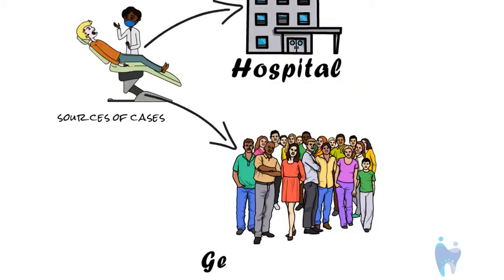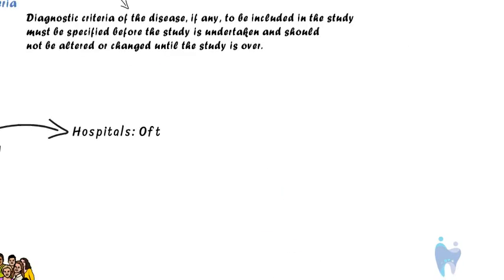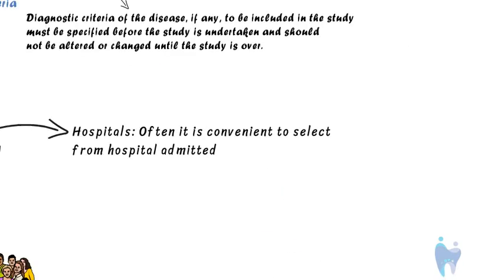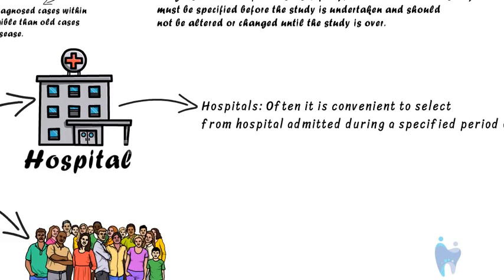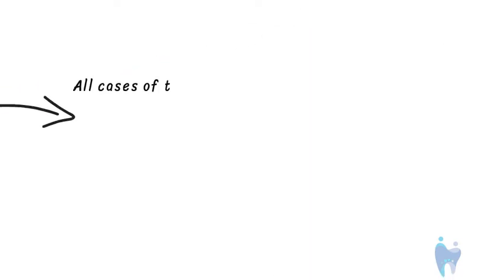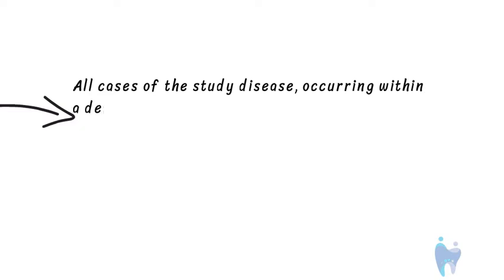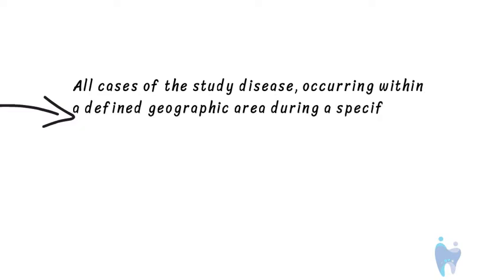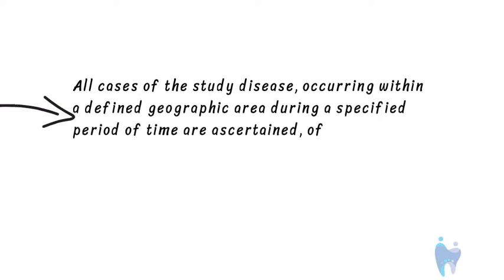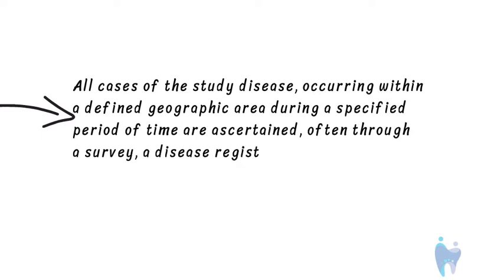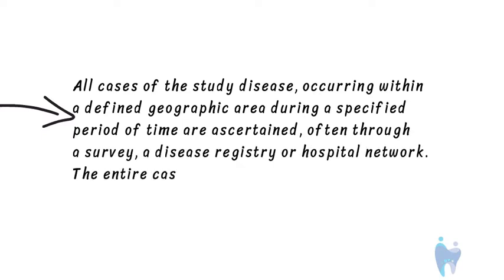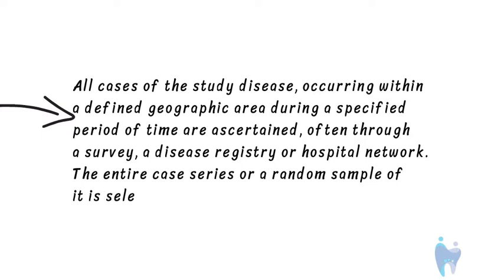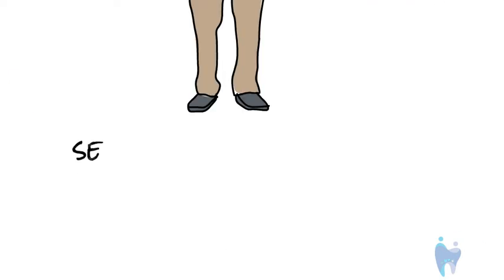Source of cases. Hospitals. General population. Hospitals: often it is convenient to select from hospital admissions during a specified period of time. General population: all cases of the study disease occurring within a defined geographic area during a specified period of time are ascertained, often through a survey, a disease registry or hospital network. The entire case series or a random sample of it is selected for the study.